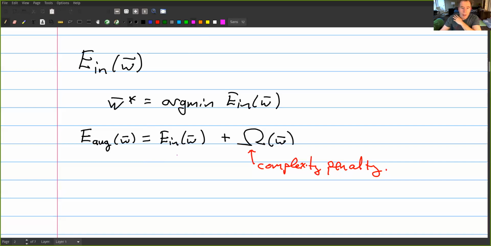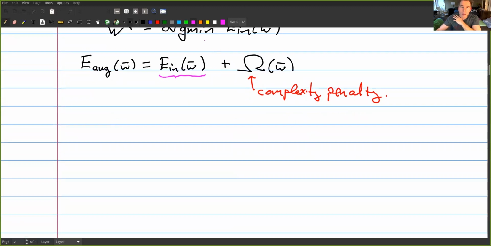So you want to find something that minimizes the sum of the in-sample error, which is how well W fits the data, and this term, which is how simple W is. The form that this usually takes is something like the sum of the squares of the entries in W. W is length d plus 1 for us. This is the way the book would do it. It's sort of like the length of W squared.